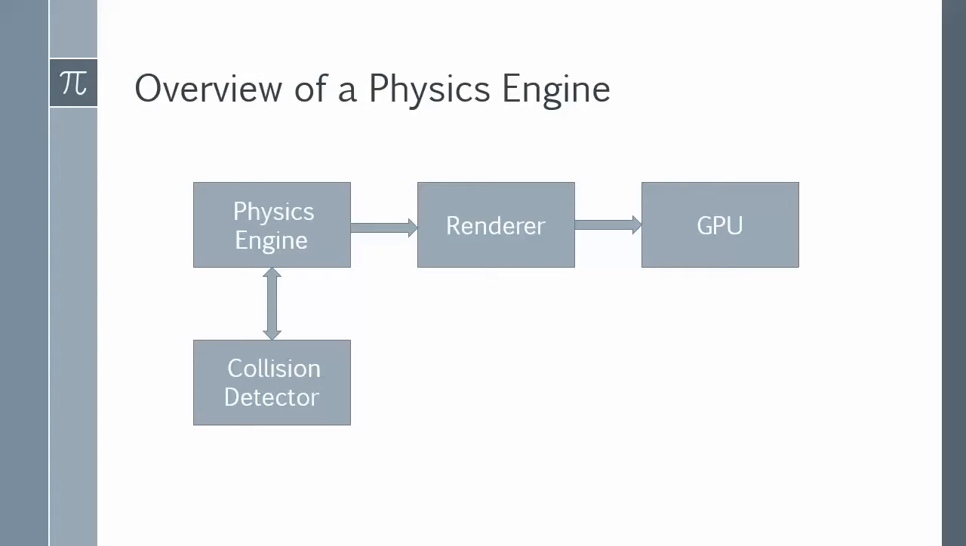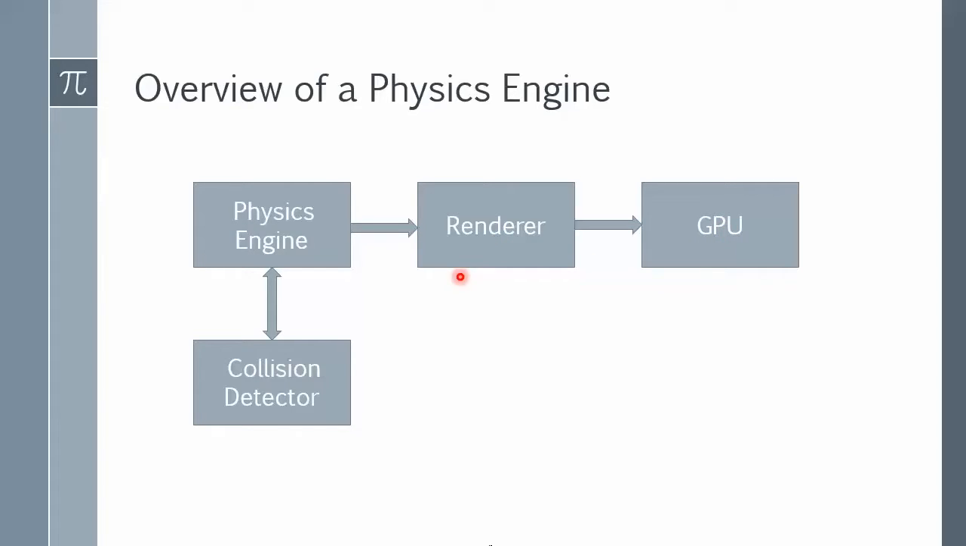First, let's take a quick look at how a physics engine works. In most cases, a physics engine works together with the graphics engine to allow visualization of the results. So the physics engine feeds information to the renderer to move objects realistically, and then the renderer sends the final primitives to the GPU to be drawn.